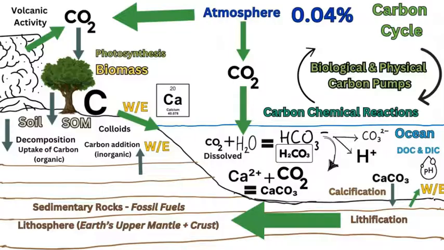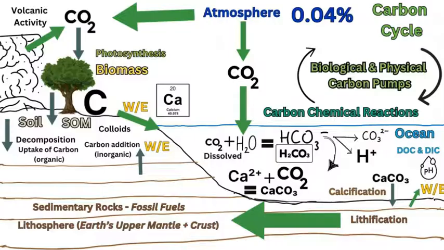For example, if you add more CO2 in the atmosphere, you'll get naturally more dissolved CO2 in the oceans, and that will cause a higher amount of free hydrogens to be produced through dissolution, through the chemical reactions, and that would then lower the pH of the oceans.